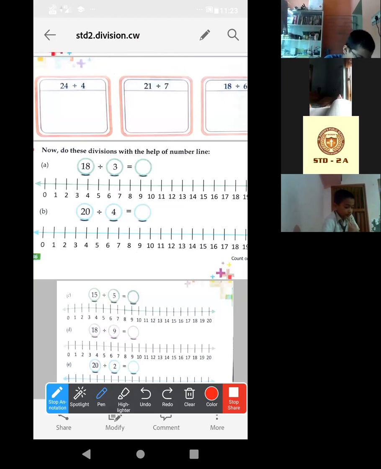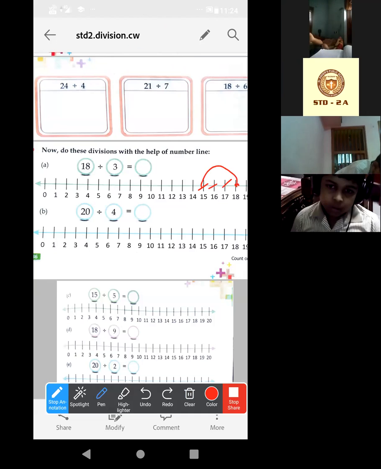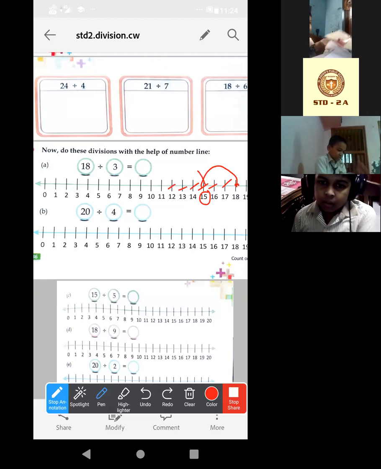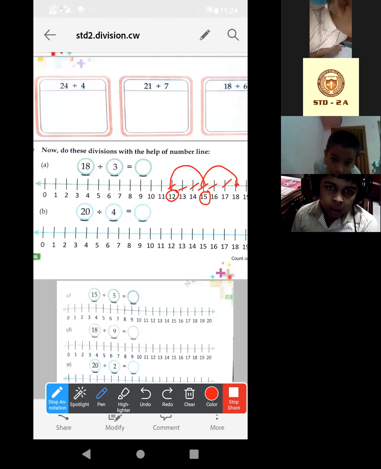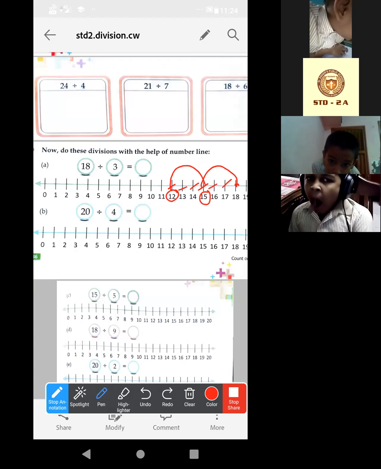Look at this. 18 is there. From 18, we have to jump 3 places. Okay. 17, 16, and 15. That means we reached 15. Understood? First jump done. 15 we have got. Now the second jump. From 15, again another 3 jumps. Just continue the process, just like repeated subtraction. Now look, we have reached 12. Okay, second jump. Is this clear? Now Pushpa, clear too?